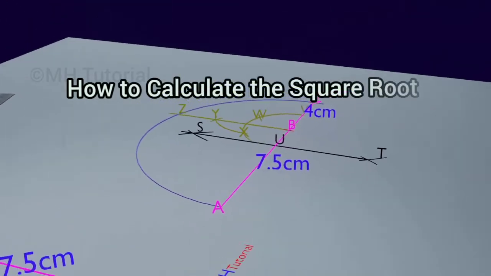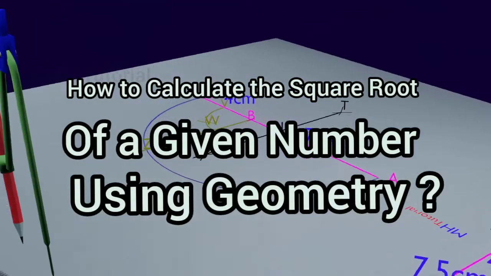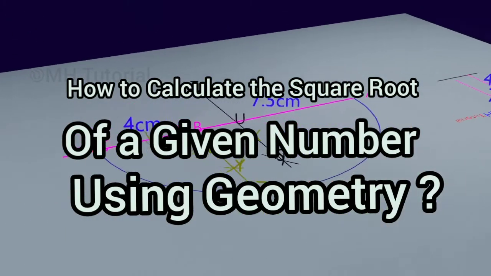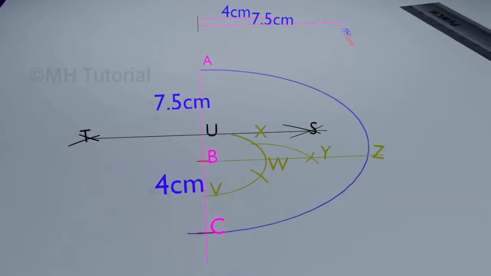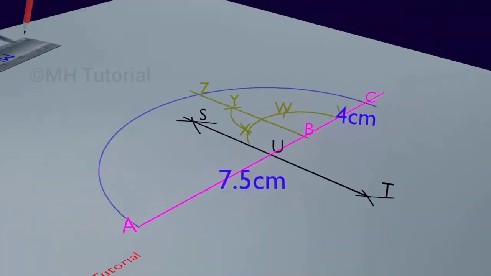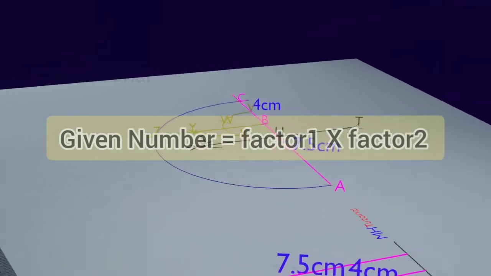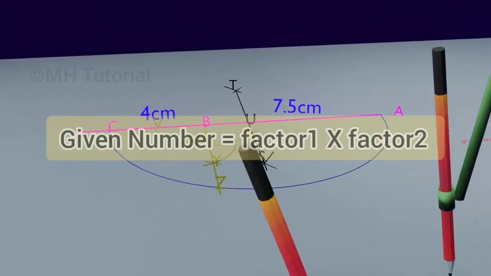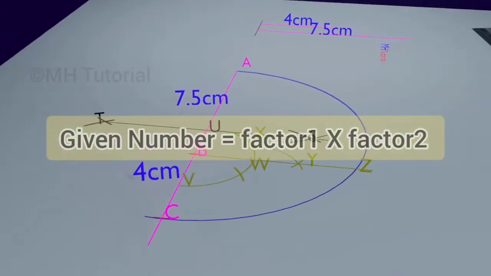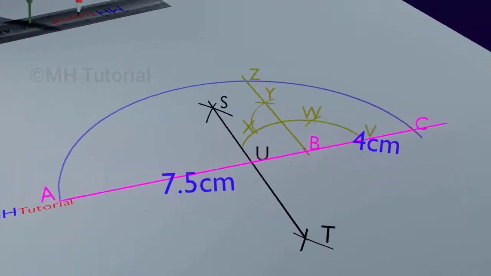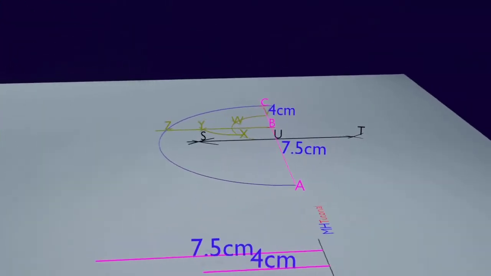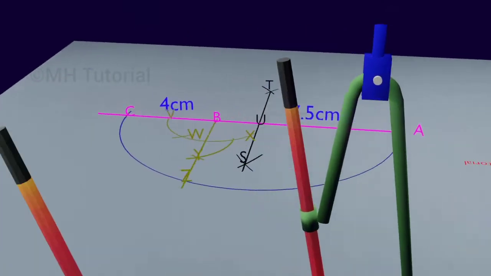How to calculate the square root of a given number using geometry. In this 3D animation video we are going to learn this now. First of all, the given number, whose square root is to be determined, must be divided into two factors of its own. However, one thing should be kept in mind while factorizing the given number. The difference between these two factors must be kept as low as possible.